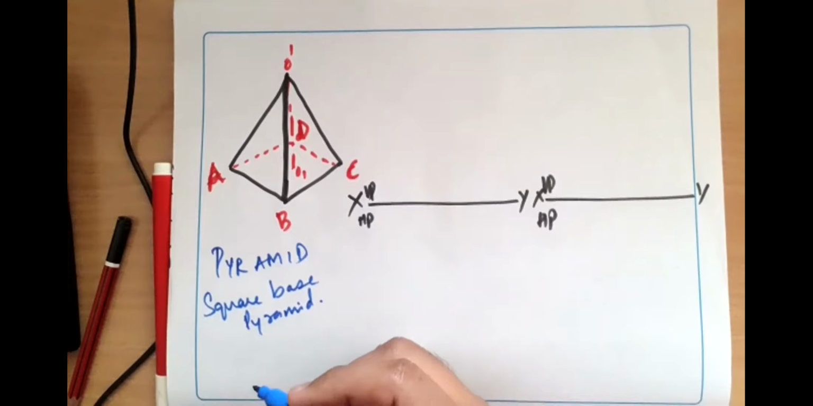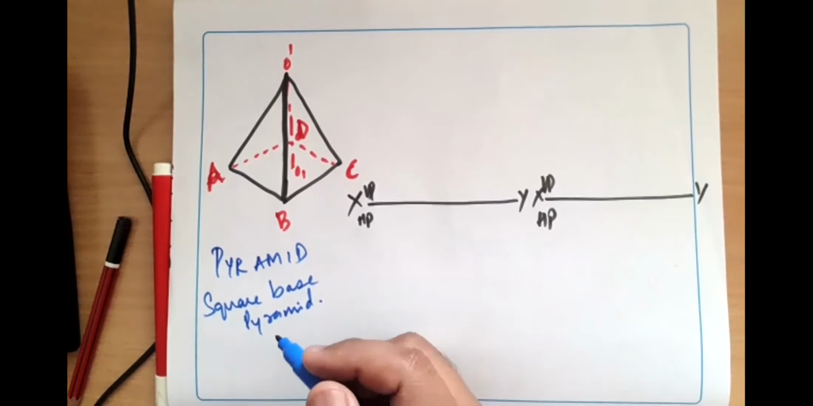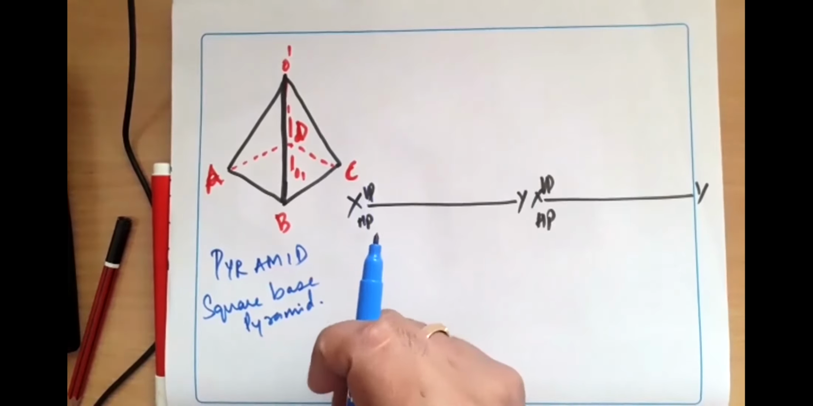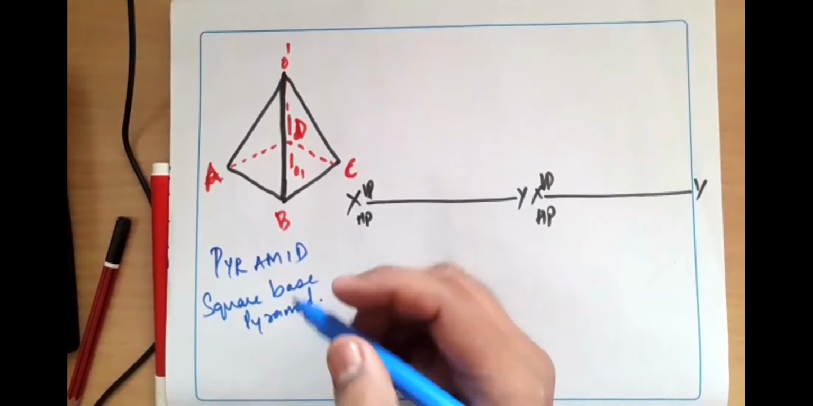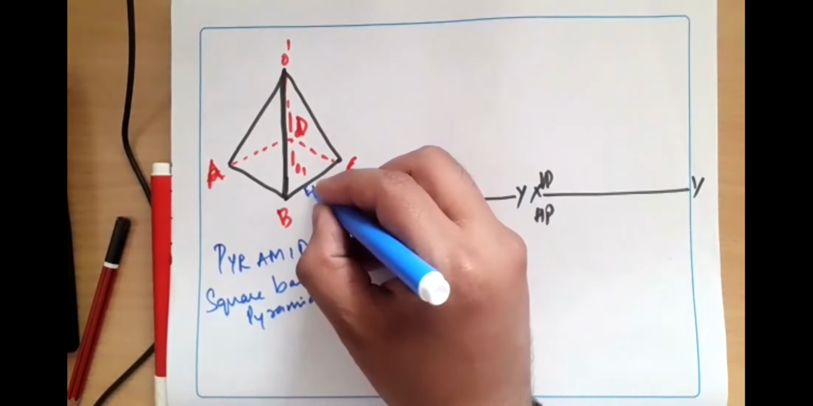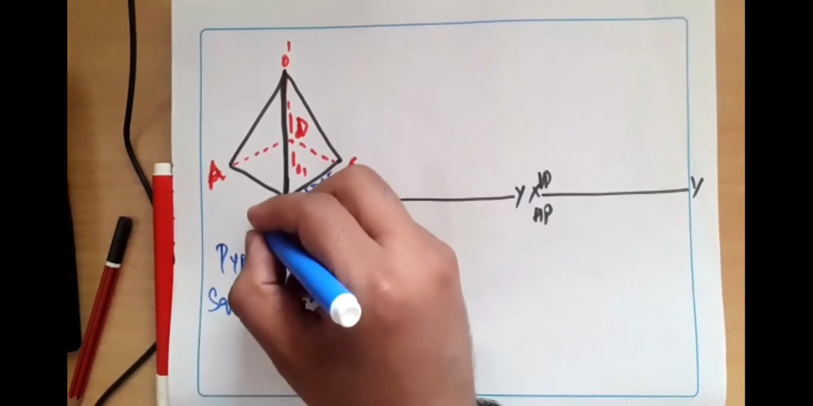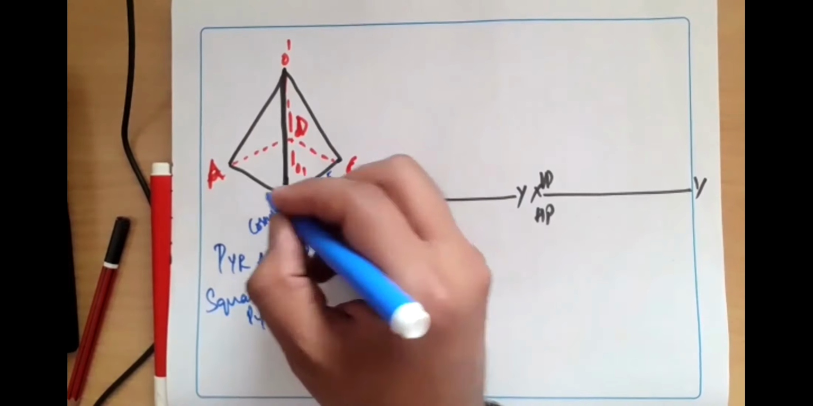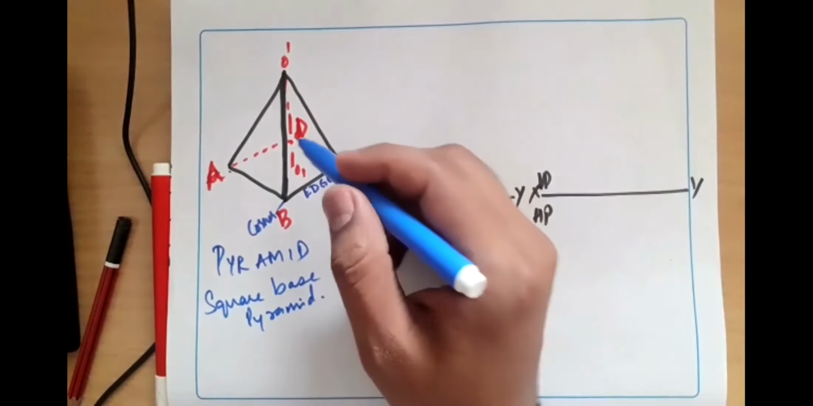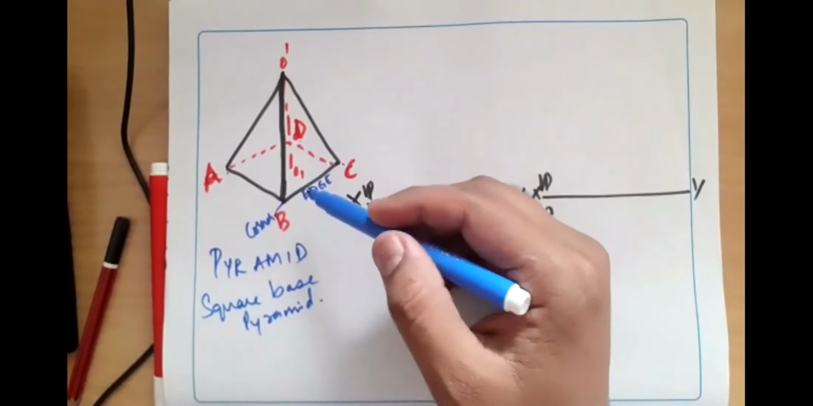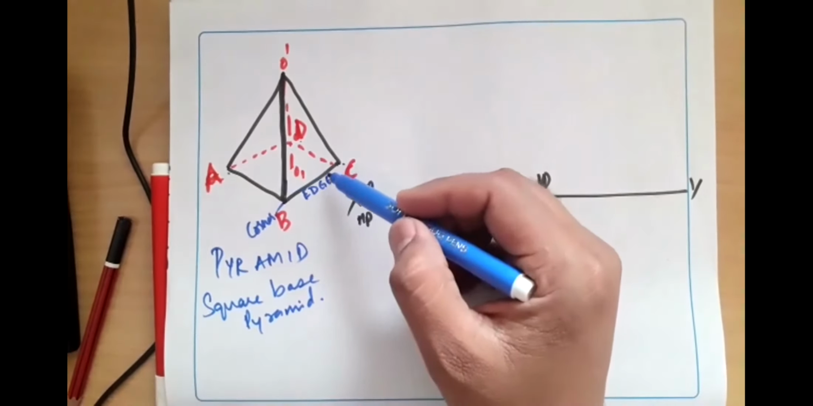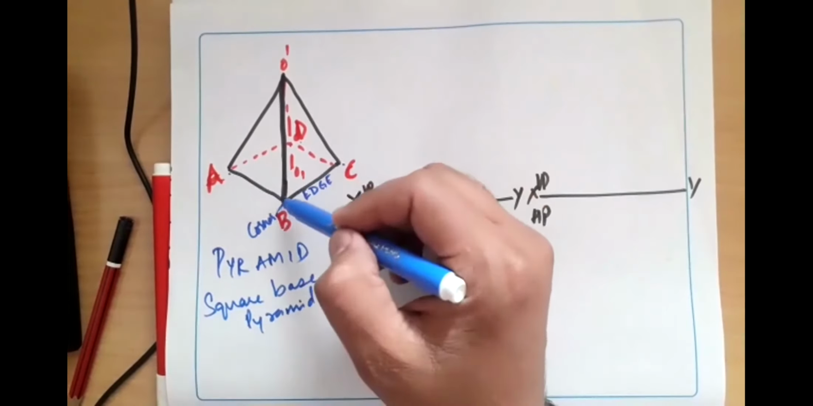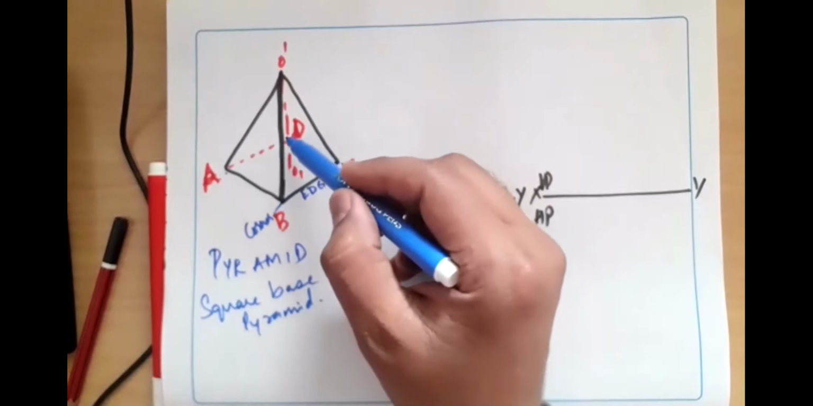Square base pyramid, it can be a pentagonal base pyramid, it can be a hexagonal base pyramid also. Let us start learning from the square base pyramid, how it can be resting on HP. This is an edge, this is a corner. This is corner B, corner A, corner C and corner D. It may rest on any of the corners or any of the edges. It may rest on BC, it may rest on AB, it may rest on AD, it may rest on DC.